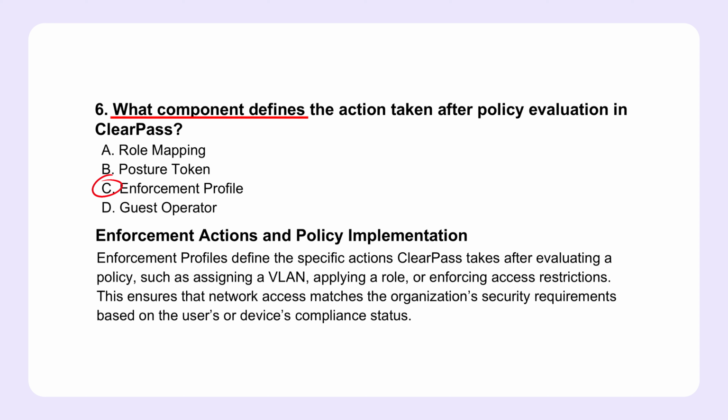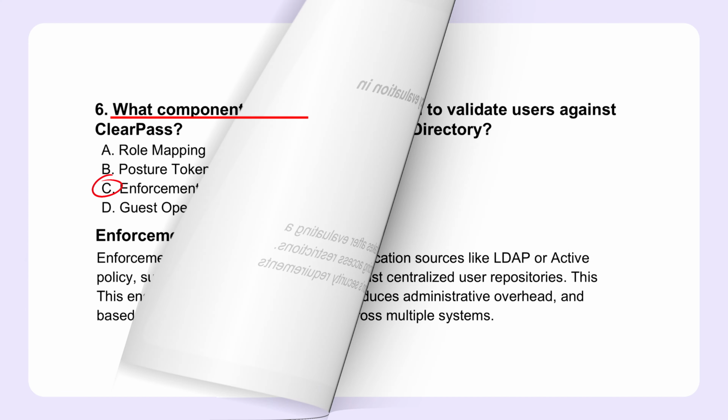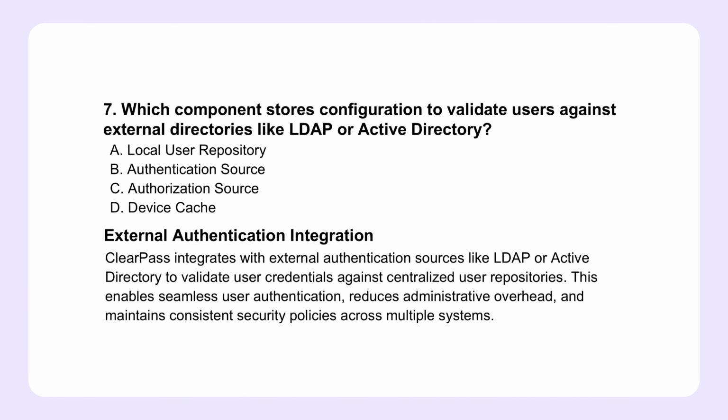Now, we talked about verifying user credentials. Where does ClearPass usually check those against, like the main company user list? Right. You usually don't want a whole separate user database just for network access. So question 7 asked, which component stores config to validate users against external directories like LDAP or Active Directory? Local user repository, authentication source, authorization source, or device cache? That's the authentication source. Makes sense.